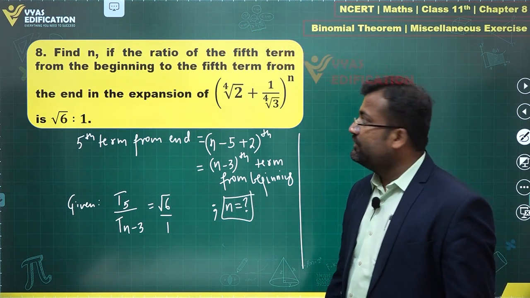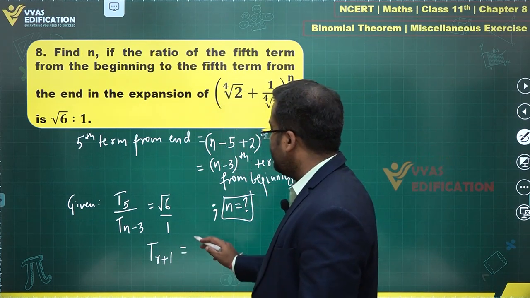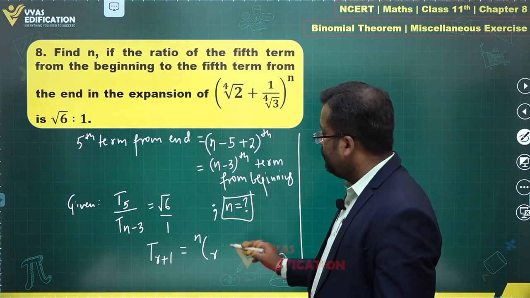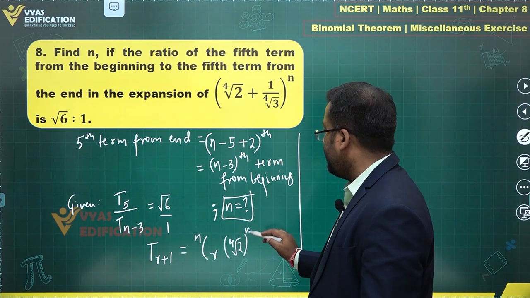Now what is the general term for this expansion? So let's write the general term as well. Here the general term T(r+1) is nCr. In the binomial, the first term is the fourth root of 2. So we'll also think of the fourth root of 2 to the power n - r.